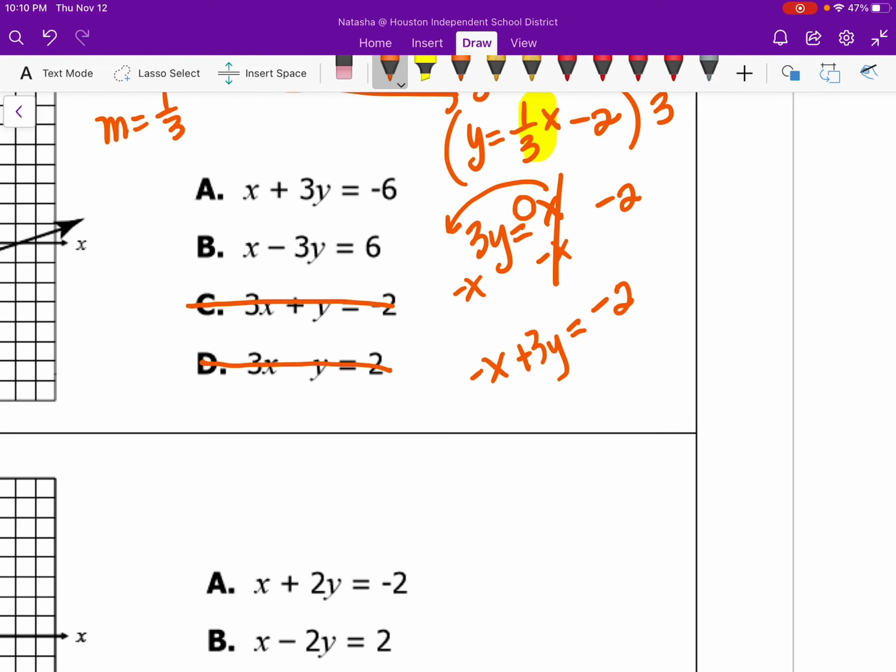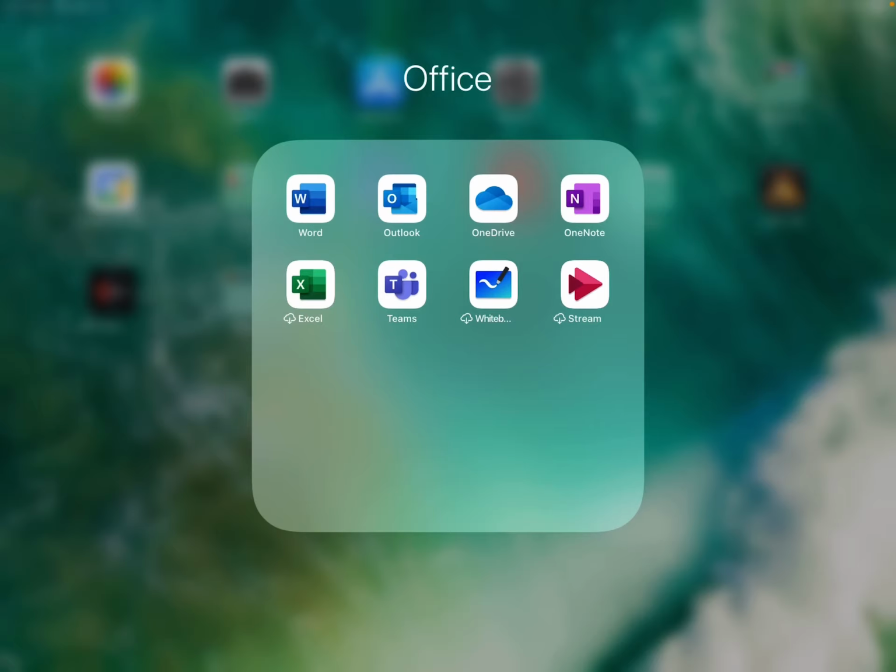All right, so that's going to eliminate C and D. Now, looking at my answer choices, they both have x being positive. So I need to make x positive in my equation.